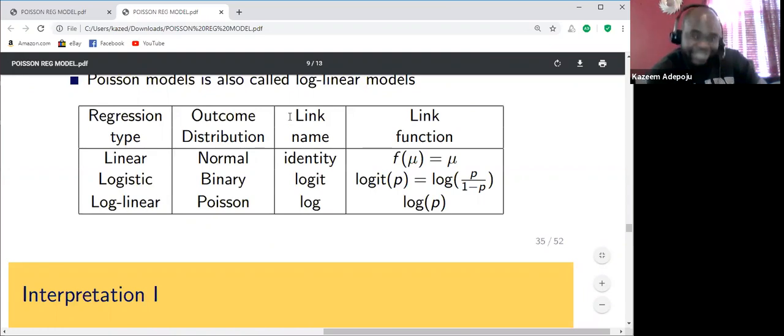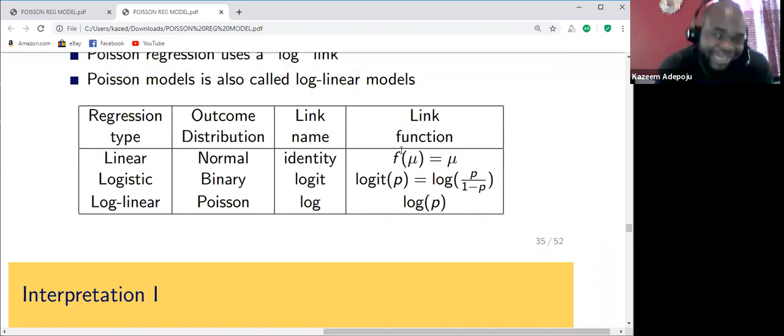And the link for linear regression is identity. The link for logistic is logit. The link for log linear is log, okay? And what we have right here is a link function, because every model has a link function.